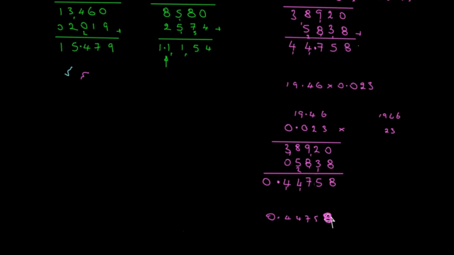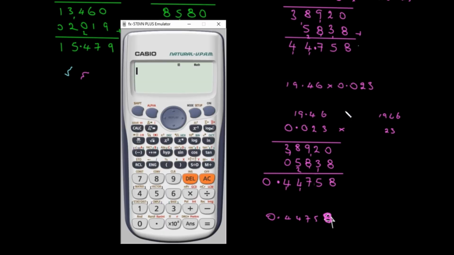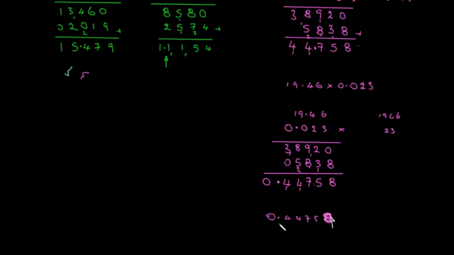Right, let's have a look. Where are you? Come on, calculator, show up. It was on my other screen. Right, we want to multiply those numbers together there. So we got 19.46. Make sure you get it right there. Times 0.023. And that gives me, notice where the decimal point is, and I've got it in the right place.